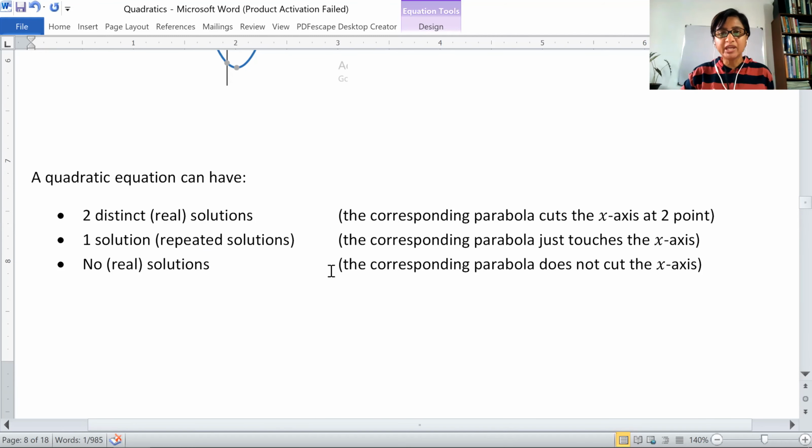What this could mean for solving an equation is that there might be cases where you get 2 proper distinct answers, 2 real number answers, or you can just get 1 answer. That means the corresponding function is only touching the x-axis at 1 point, or you could not get any real solutions. That means the corresponding parabola is either going below the x-axis, or it's hovering above the x-axis, right? So this is what we discussed last week.